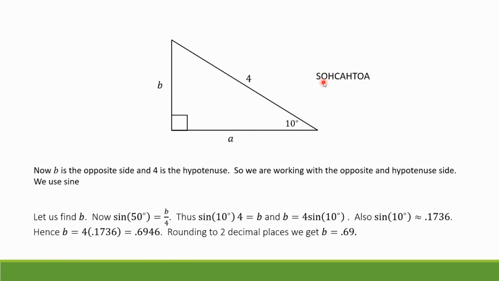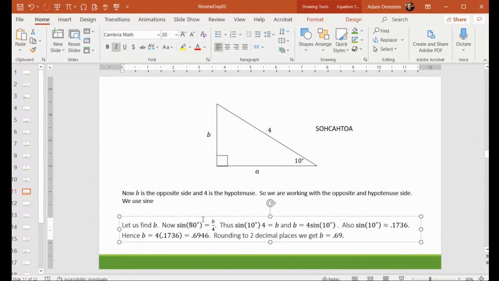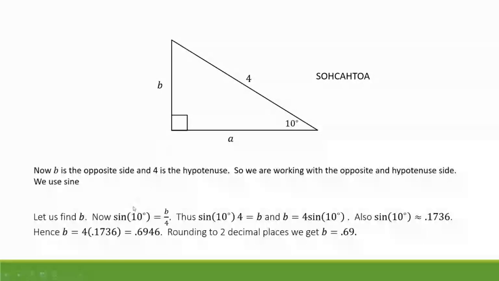So what's going to happen now is, we're going to have sine of the angle, and that should be 10 degrees over here. Let's see if I can quickly fix that. There we go, fixed it. So basically we have sine of 10 degrees, and that is going to be B over 4.